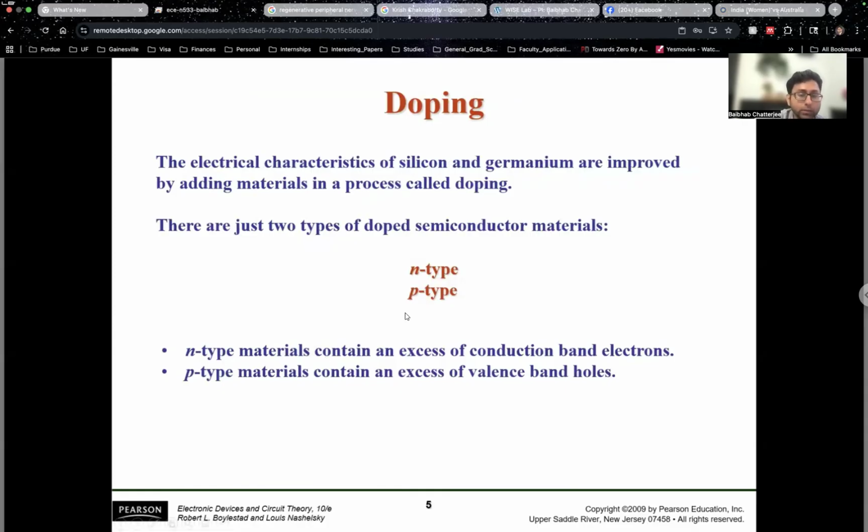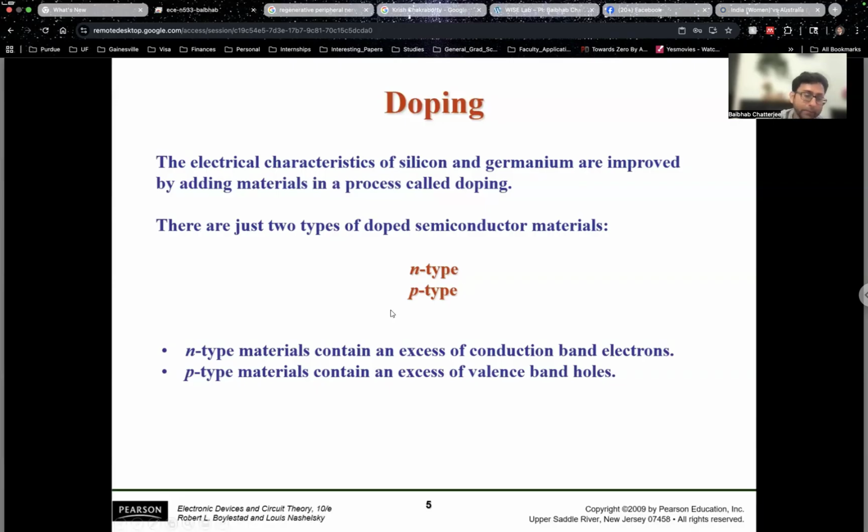Okay, now one interesting concept regarding semiconductors is doping. What does doping mean? It basically enhances the capability of the semiconductor eventually, and that's what is meant by doping in this case. So there are two types of doped semiconductor materials, N-type and P-type.